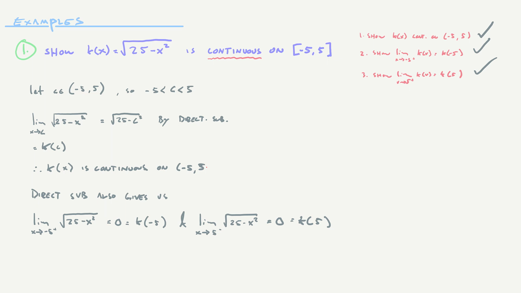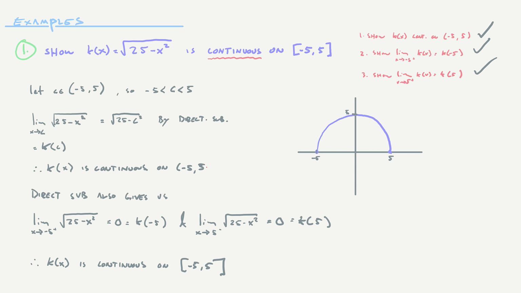The next thing we have to do is show that the left-hand limit at the right endpoint and the right-hand limit at the left endpoint also exist, and they do, also via direct substitution. So we've immediately satisfied all 3 of these conditions, and so we know that k of x is indeed continuous on -5 to 5.